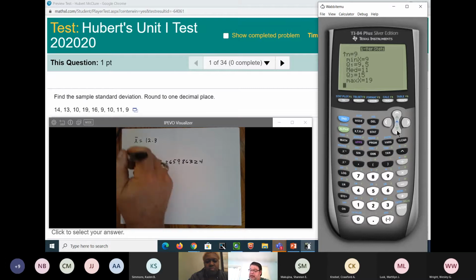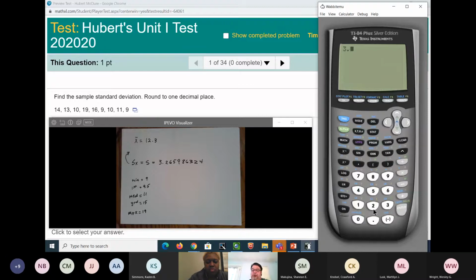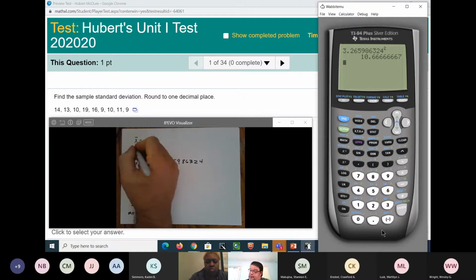Somebody tell me, what else can I get right here? What other thing can I get with just one little calculation? The variance, Hubert. That's right. So I'm going to take 3.265986324, and I'm going to raise it to the what power? To the second power. Thank you, class. And that will give me my variance.